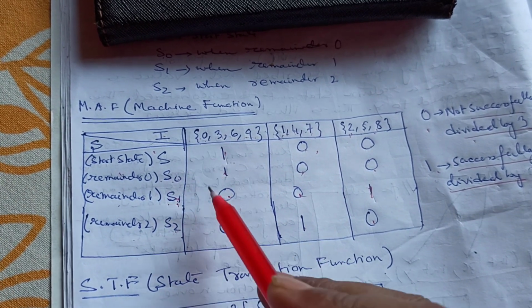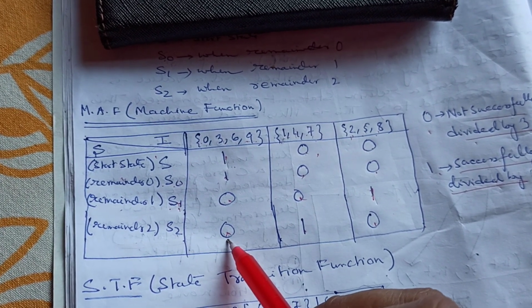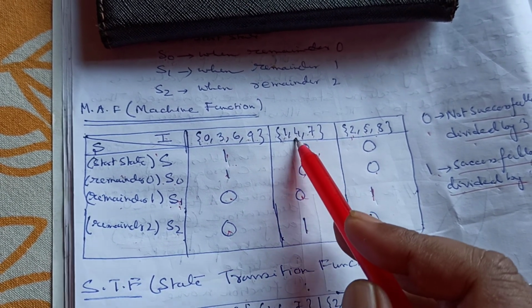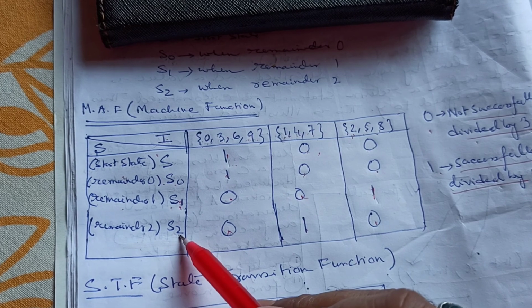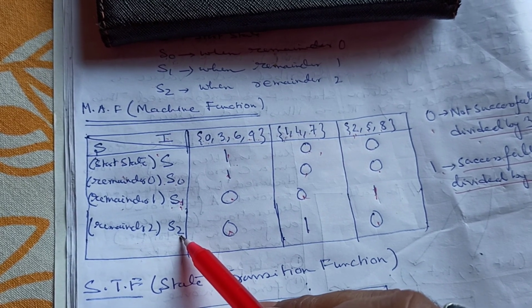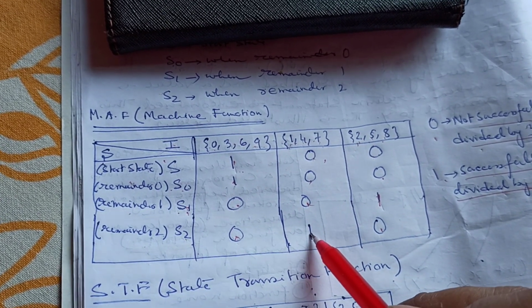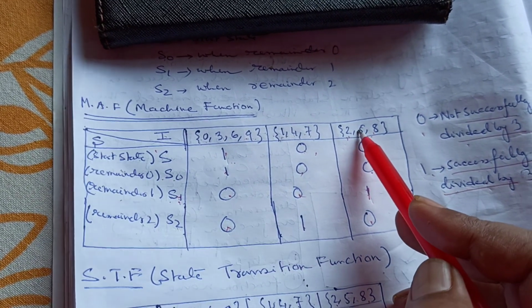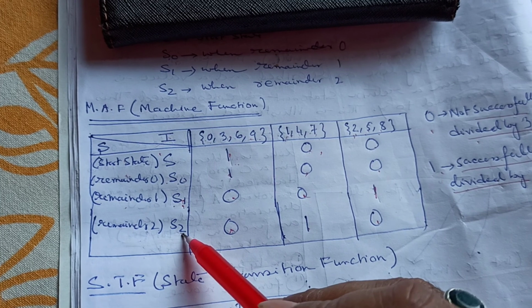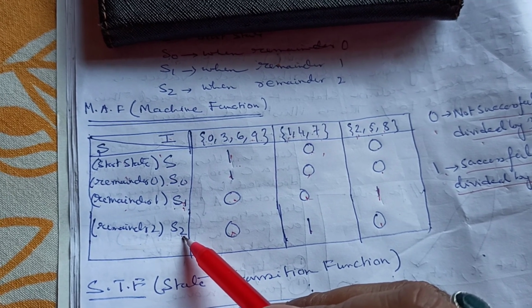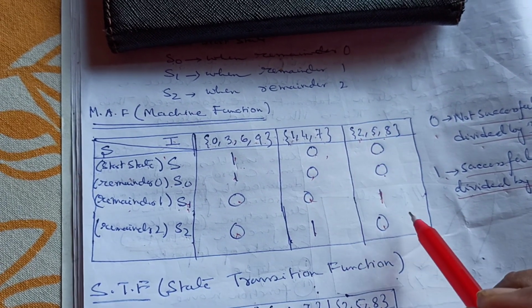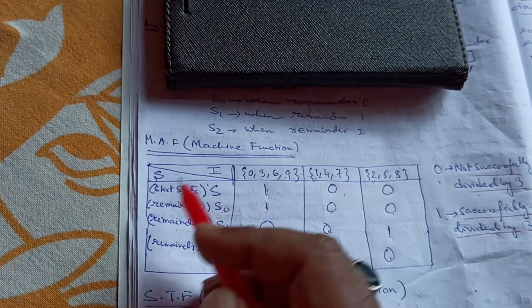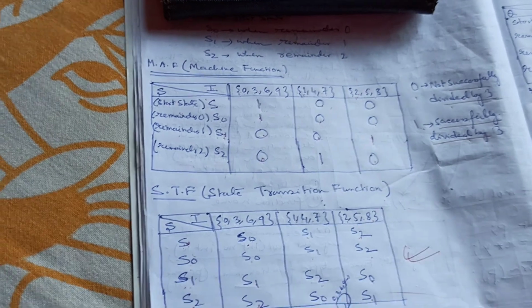Now 3 plus 2 is 5, so it is not divisible by 3, so the output is 0. Now it is 4. Now the previous remainder is 2, so 4 plus 2 is 6. Now 6 is divisible by 3, so the output is 1. Now it is 5, previously the remainder is 2, so 5 plus 2 is 7. 7 is not divisible by 3, so the output is 0. So this is the machine function.